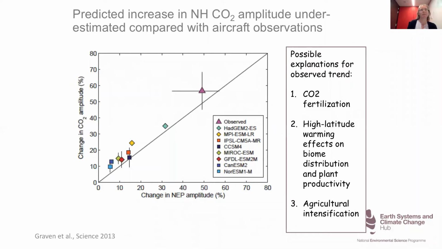So this has been the subject of quite a bit of research, and I'm not going to go into it in detail here. Suffice to say that the current generation of, or the earlier generation, I don't know, Earth system models can't capture the magnitude of that increase. And possible explanations that have been put forward for the observed trend are CO2 fertilisation, high latitude warming effects on biome distribution and plant productivity, and agricultural intensification.